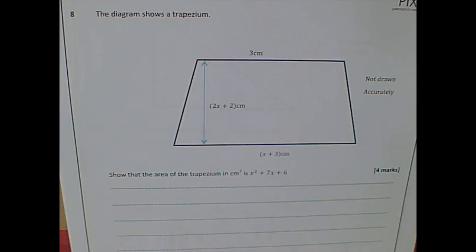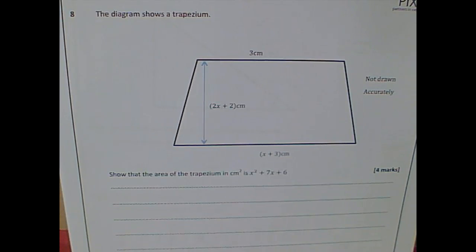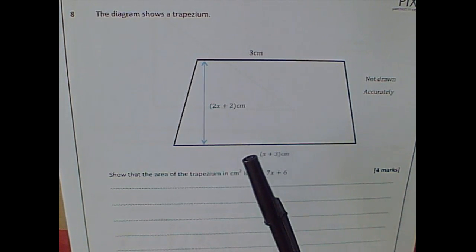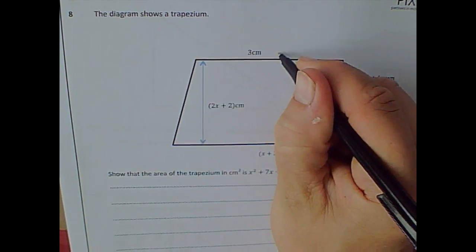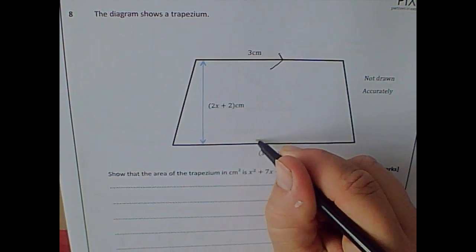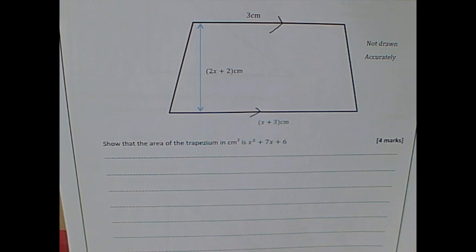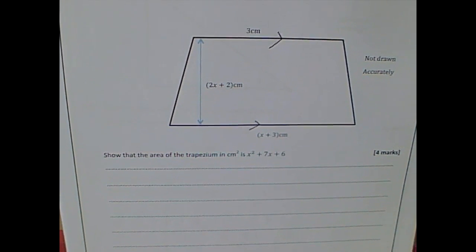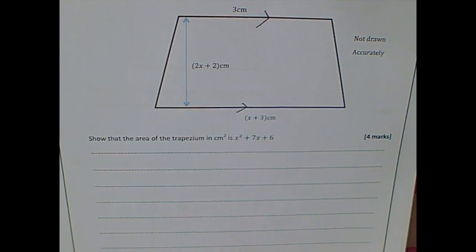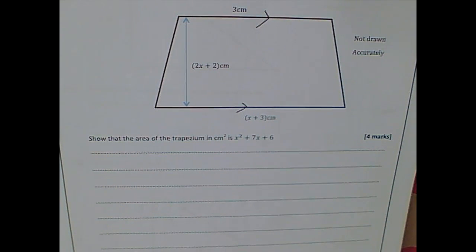Question 8. The diagram shows a trapezium. Okay, so we're told that it's a trapezium, so presumably this one and this one are parallel, so I'm just going to put that indication on that they are parallel. Show that the area of the trapezium in centimeters squared is x squared plus 7x plus 6.